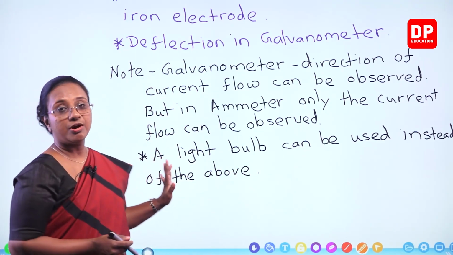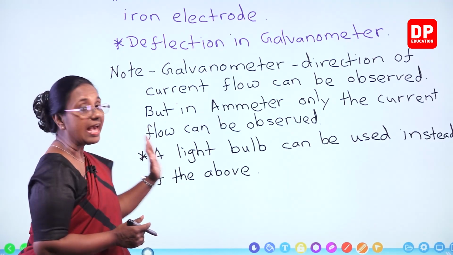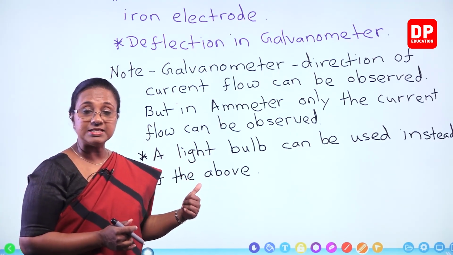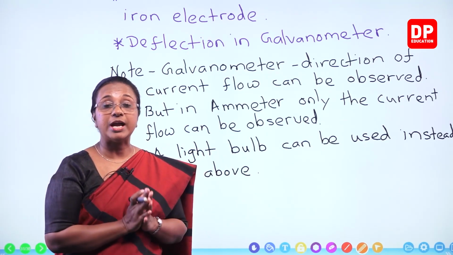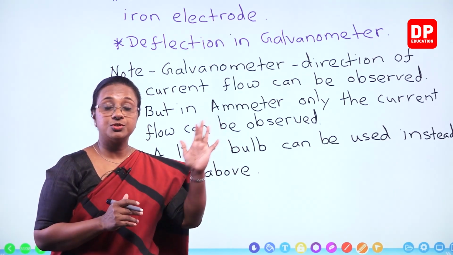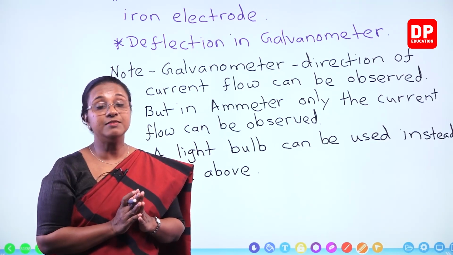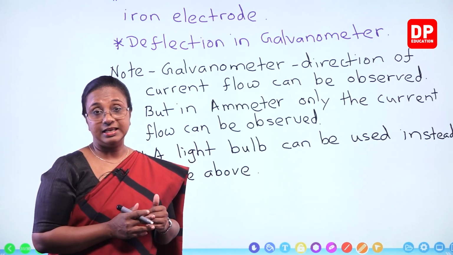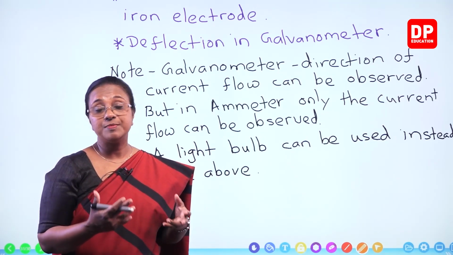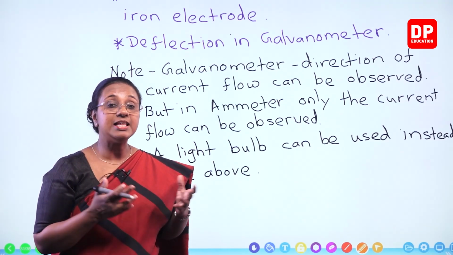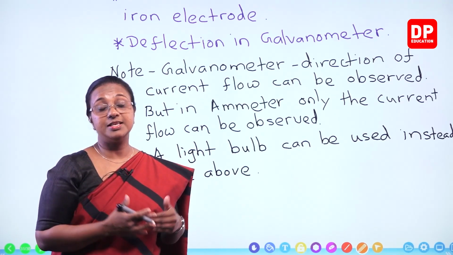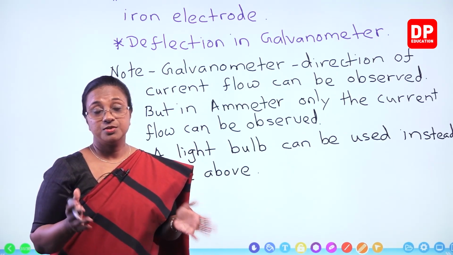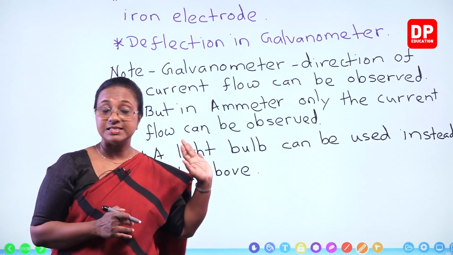So, this is a note you all have to remember, students. In all the activities, you can use an ammeter or a galvanometer or a light bulb so that you can observe that current flows through the external connecting wires or external circuit. So then only you can confirm that the electrochemical cell is functioning. From the chemical reaction, electricity is being produced. So that is what we are trying to understand here.